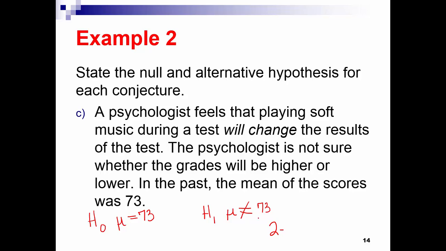So if your alternative hypothesis has a not equal sign, that's a two-tailed hypothesis test. A two-tailed hypothesis test has two rejection regions: a rejection region in the left tail, and a rejection region in the right tail.